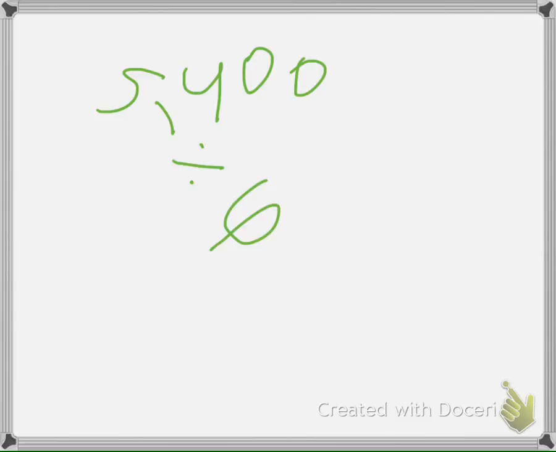Big division. Now let's do some quick division. Oh, I don't know what problem to do. Let's do 5,400 divided by 6. Okay, so first you would do 54 divided by 6, which is 9. Add the zeros, 900. That's what it equals. So 5,400 divided by 6 equals 900.